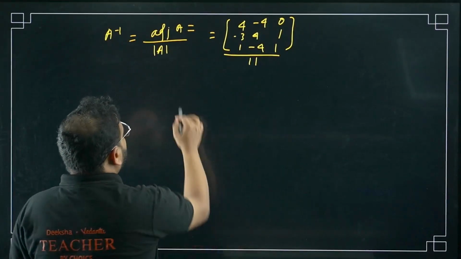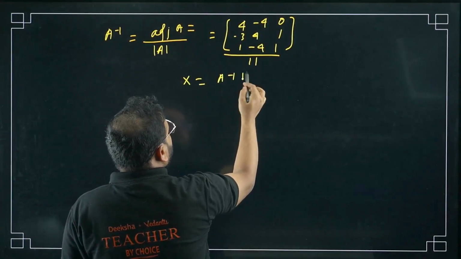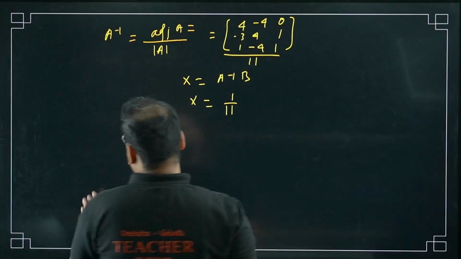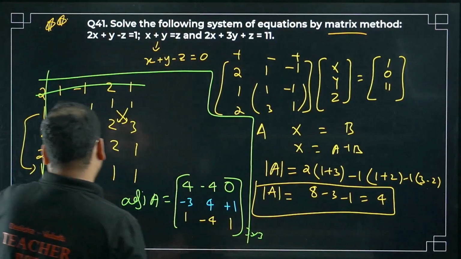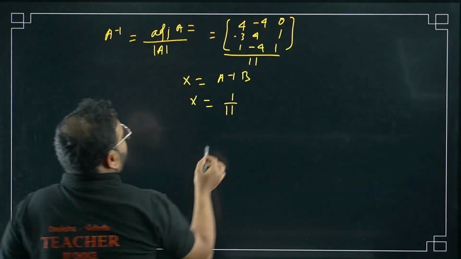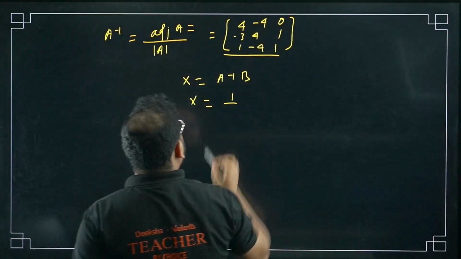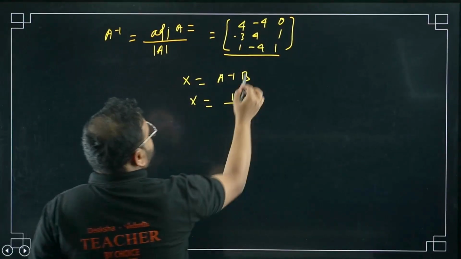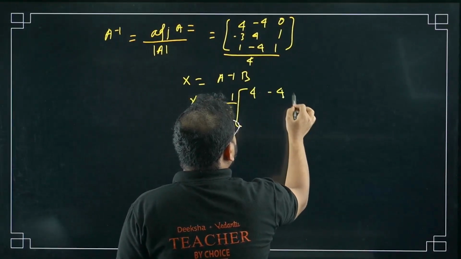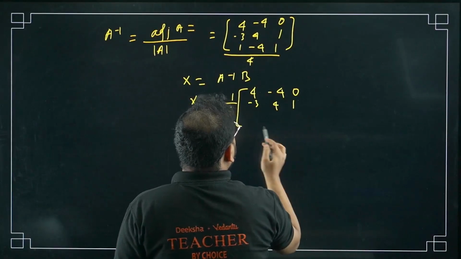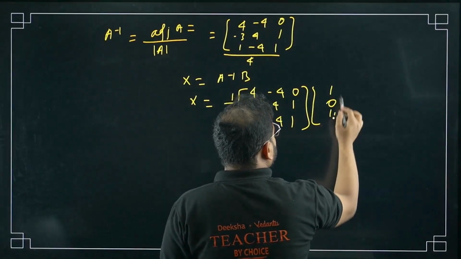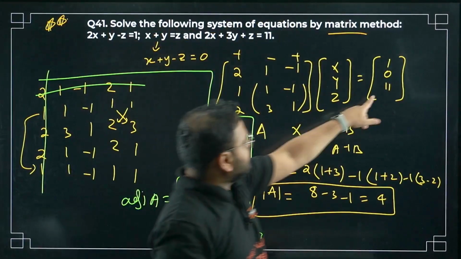Okay, now you're looking for x value, which is nothing but A inverse with B. Write it now. So x will become 1 by 11. I'll keep outside. Okay, sorry, 1 by 4, not 11 in this case, 4 actually. Okay, this is coming as 4, no? All right, so this will come as 4, sir, excuse me. Okay, so let's keep 1 by 4 outside. What we have now? 4 minus 4 0, minus 3 4 and 1, 1 minus 4 and 1, and the B matrix, if you remember, it was 1 0 and 11. I think this was 11, I remember. Yeah, this was 11, forgive me.